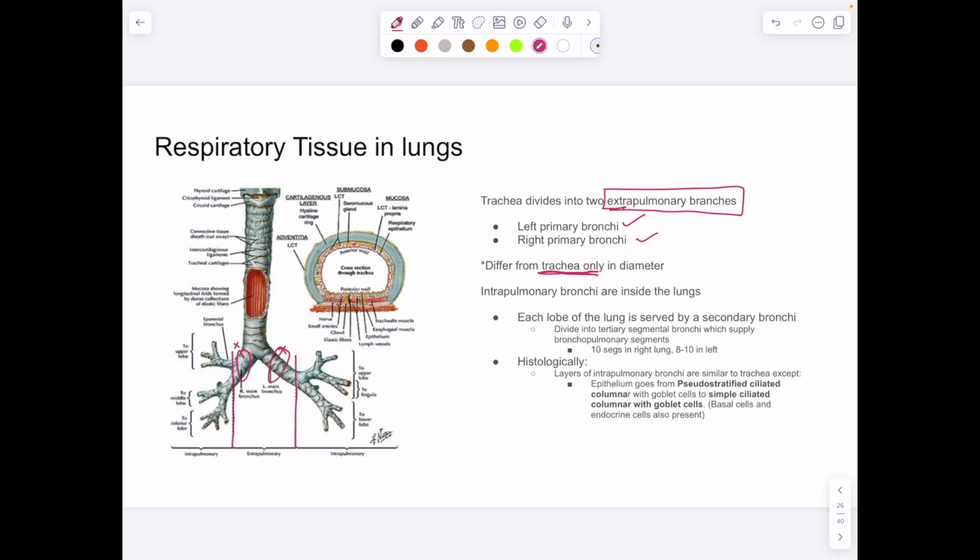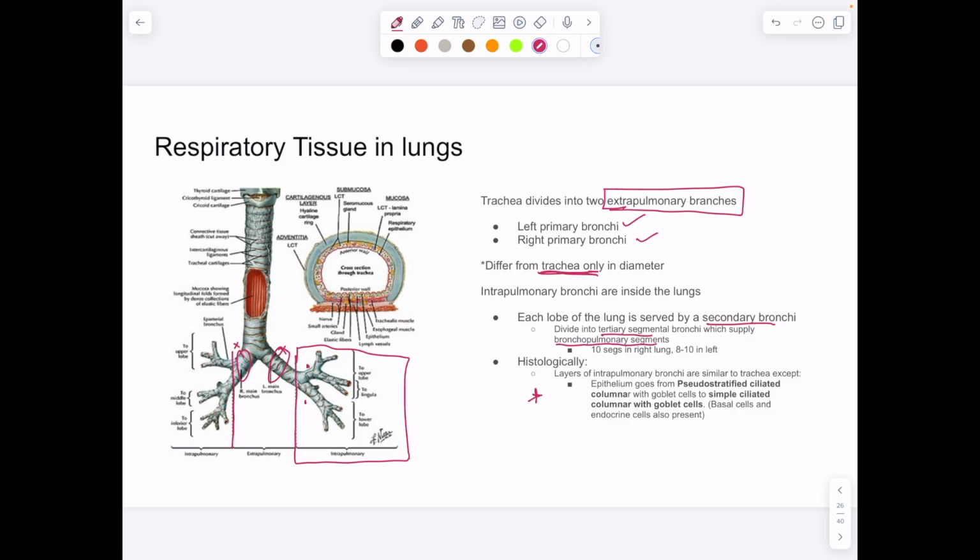Then once you get into the lung itself, you have the intrapulmonary bronchi, and remember, we have lobes of the lung. So the primary bronchi, once they get in, are going to start to separate into secondary bronchi, and each lobe of a lung, right, the right lung has 3 lobes, the left lung has 2 lobes, is going to be served by a secondary bronchus. Those are going to separate into tertiary bronchi, which supply the bronchopulmonary segments of the lung, right? There's 10 segments in the right lung, 8 to 10 in the left.